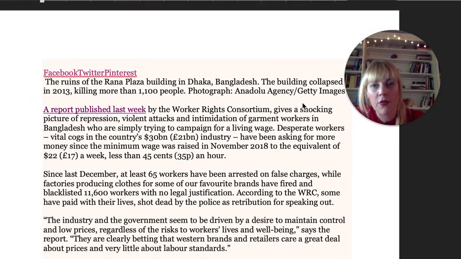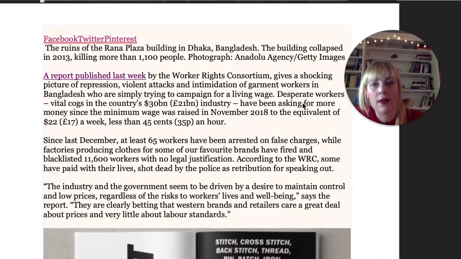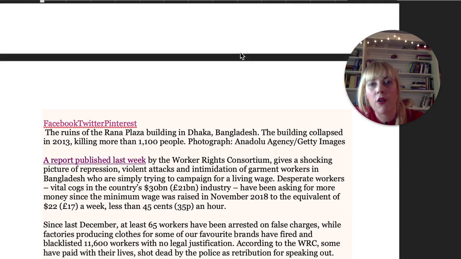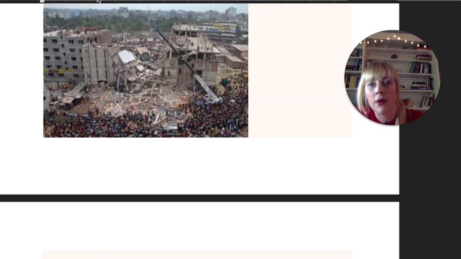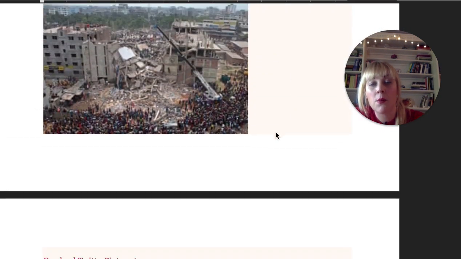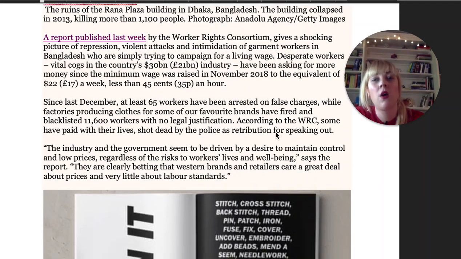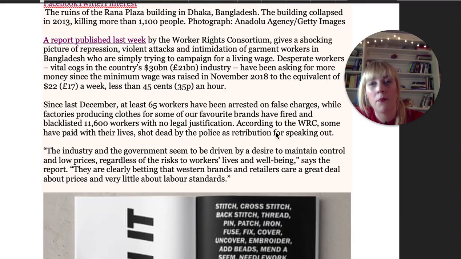The ruins of the Rana Plaza building in Dhaka, Bangladesh. The building collapsed in 2013, killing more than 1,100 people. And the photograph you can see here of that building's collapse. You can imagine how devastating it was for such a huge number of people to be killed because they were working in such difficult conditions.